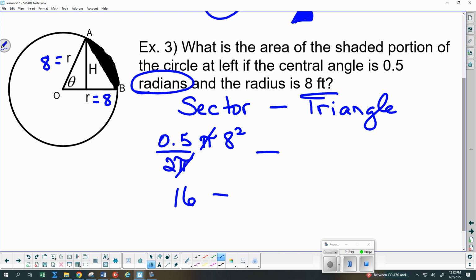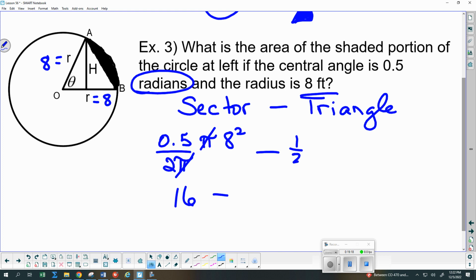Okay, now for the triangle. We have a choice of 2 formulas. 1/2 base times height. Do we know the base? Do we know the height? No. Our other formula, 1/2, one side, another side, sine of the angle in between. Do we know 2 sides? Do we know the angle in between? Did they tell us how big theta is? Yeah, they told us it's 0.5 radians.